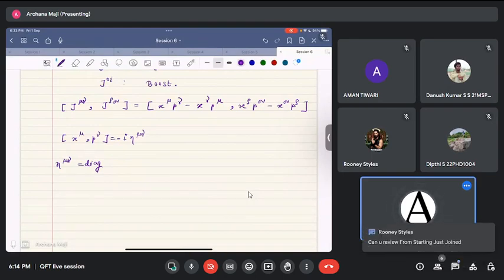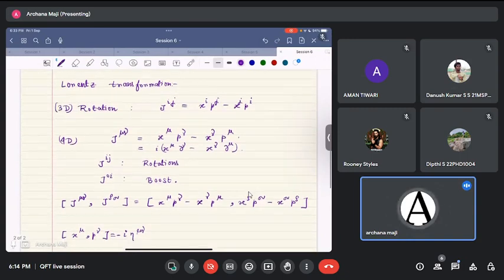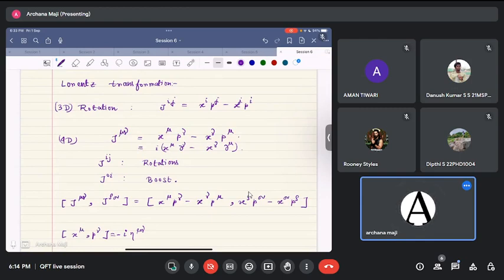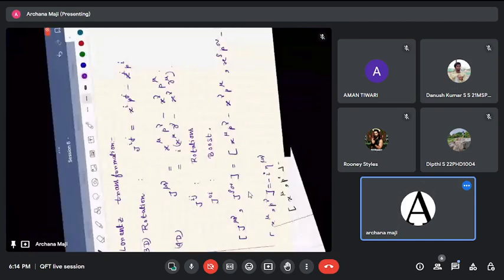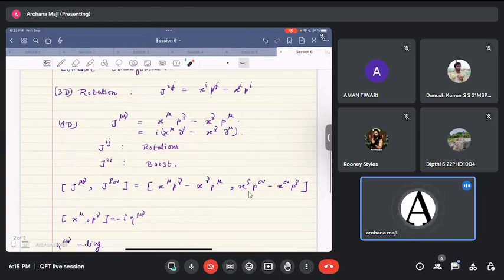Can you review from starting this joint? We haven't done much yet. We have started looking at Lorentz transformation. I'm just telling you the generators corresponding to Lorentz transformation. Okay. Yeah. So this J mu nu are the 6 generators.